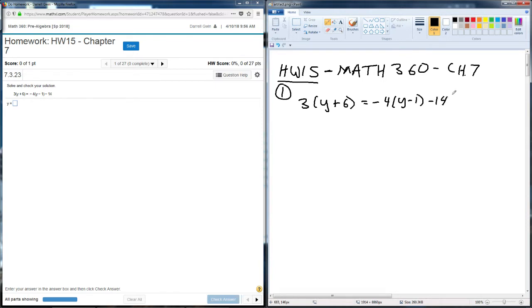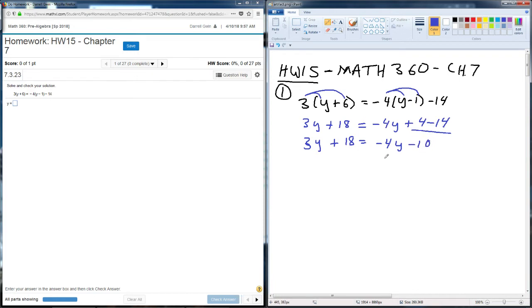Let's see. Change to blue. 3 times y, 3 times 6 is plus 18. Negative 4 times y, negative 4 times negative 1, positive 4. And the last, we need to combine like terms. This is all step 1 of simplify, the very first step of equations. Minus 4 minus 14 is negative 10.